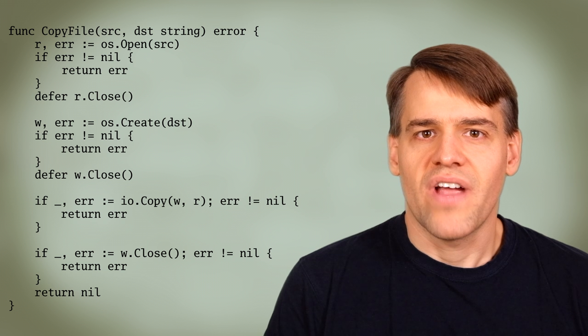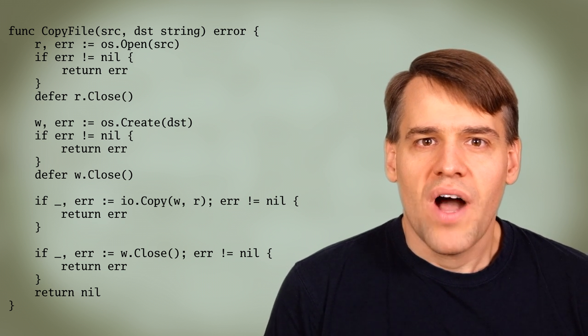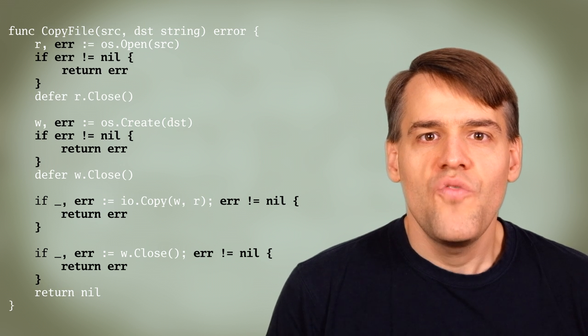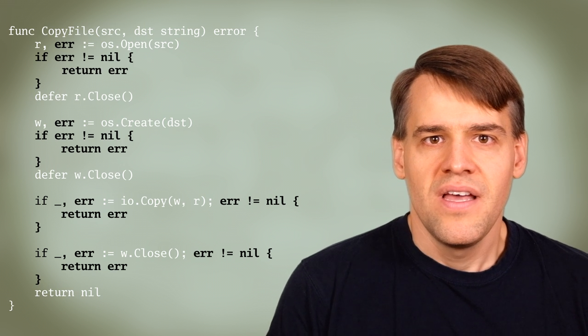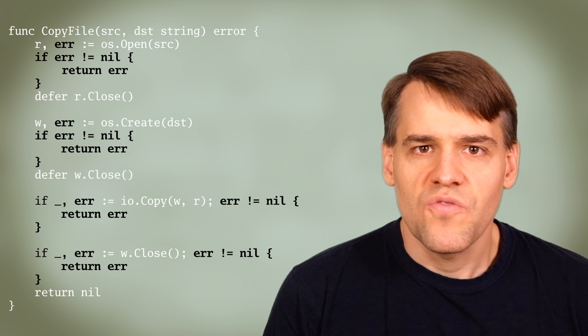So let's talk error handling. Today, Go code often looks like this. One problem with this code is obvious. There's too much error checking boilerplate. But another problem is less obvious. There's not enough precise error reporting.